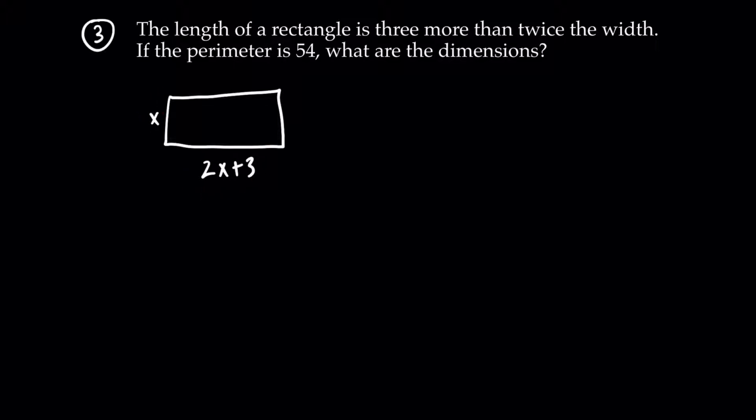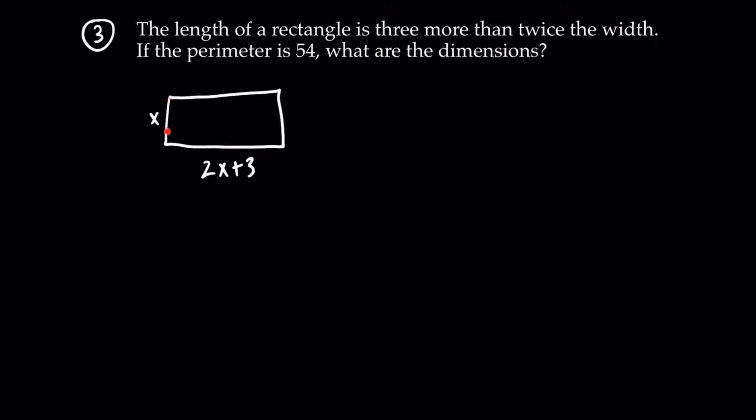What's nice here is that they both have x in them. Okay, what else do we know about this rectangle? So let's just keep rereading. A lot of times I just keep rereading problems to see if I can gain some more insight or get an idea. The length of a rectangle is 3 more than twice the width, so we've input that information. If the perimeter is 54, what are the dimensions?